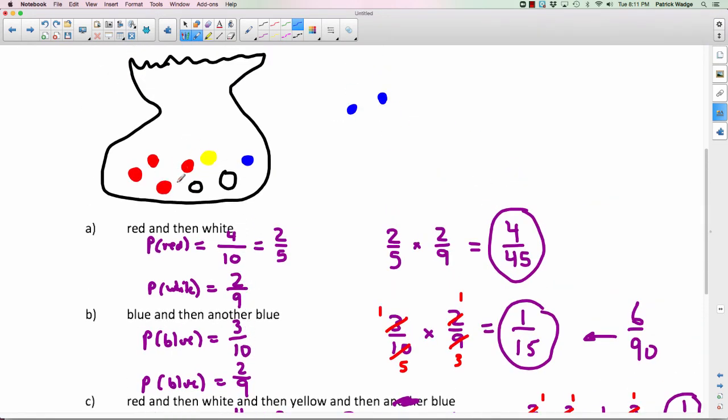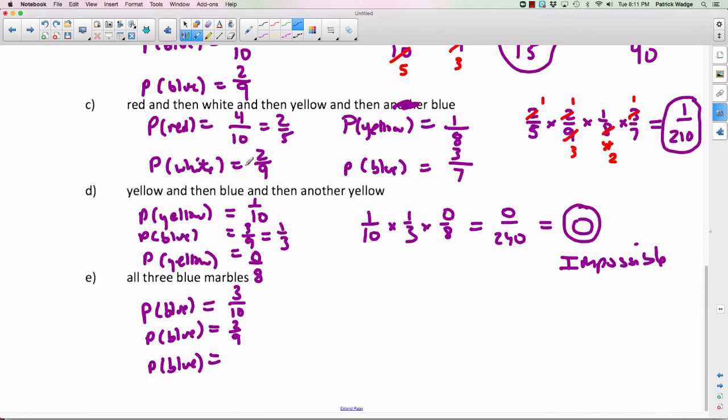How many total are there in there right now? 2, 4, 6, 8. And how many are favorable? Just the one blue. So 1 over 8. Great. What do we do with these three probabilities? We multiply them. I'm using dots this time for my multiplication. It actually is my preference.